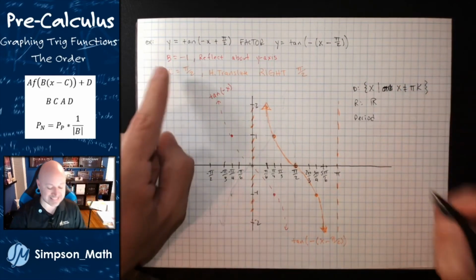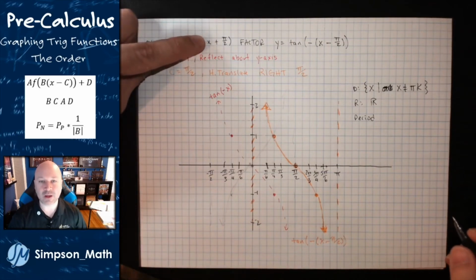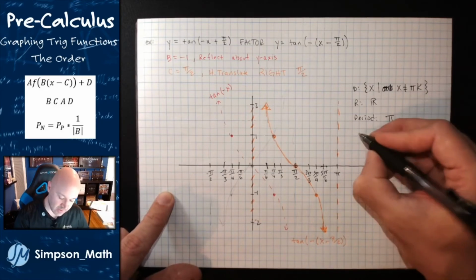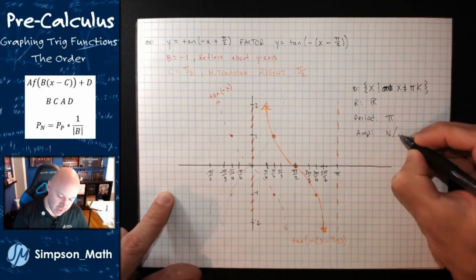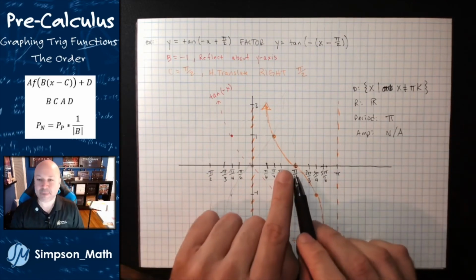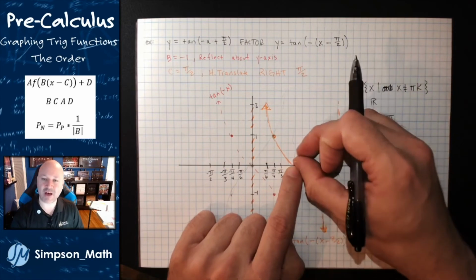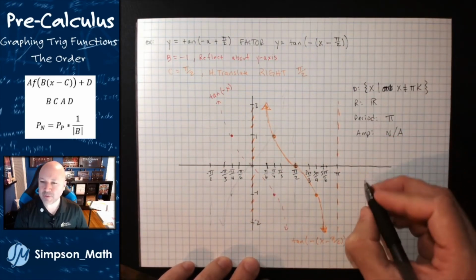Period, it didn't change. I didn't have a value other than 1 as my b value, so the period is still going to be 1 pi for this tangent wave. Amplitude is really a dumb question. I would say this is the 0 position, so then how high does it go? But it doesn't, it just keeps going.